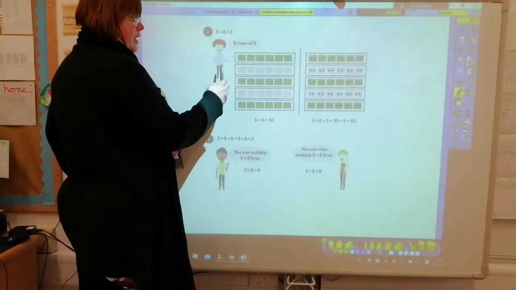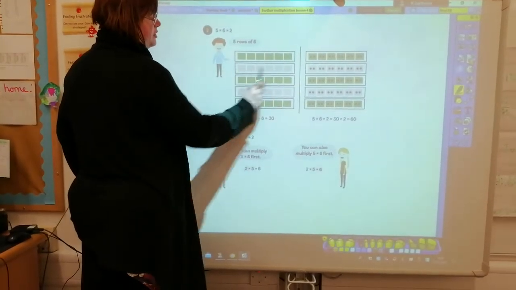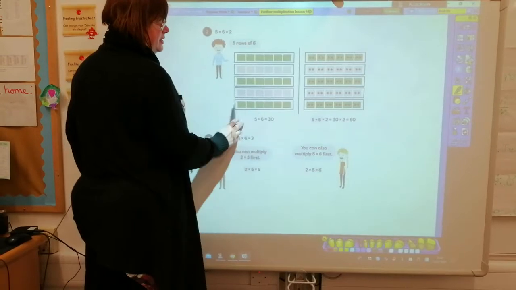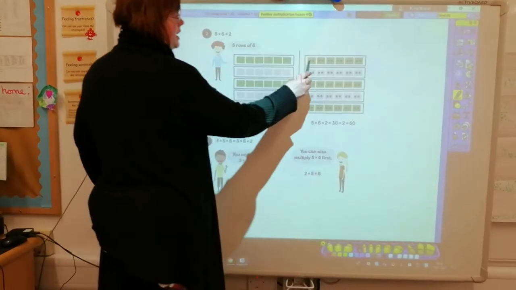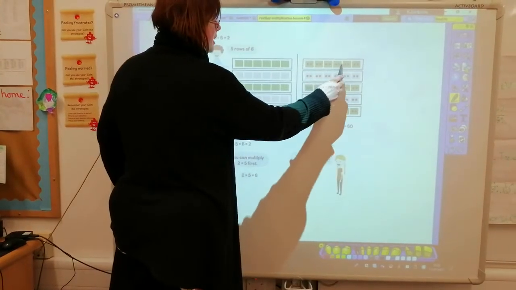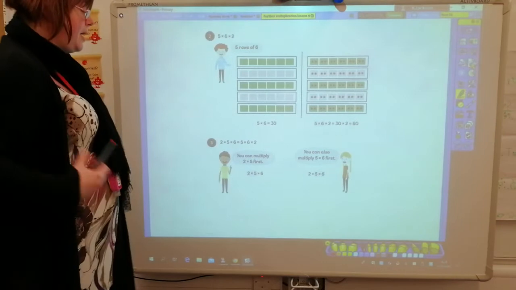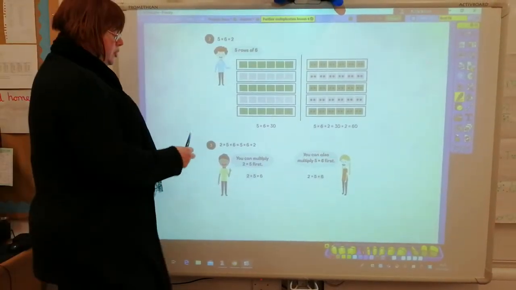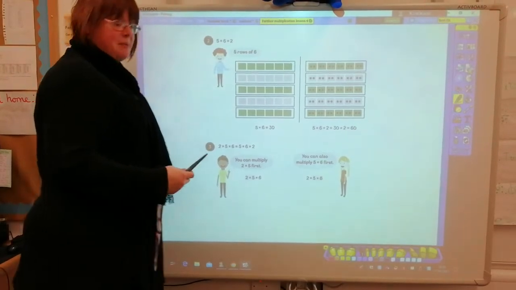And then the other way, we started with the 5 times 6, so we've got 5 rows here, each with 6 inside. Then, because we've got the times 2 at the end, each little box has to have 2 inside, which eventually gives us the same number, 60. So it doesn't matter which way round you do it, you get the same answer.